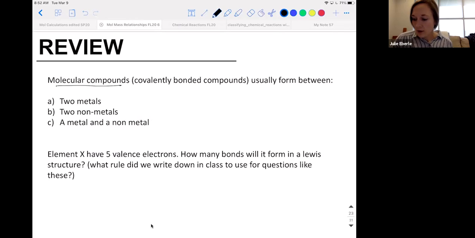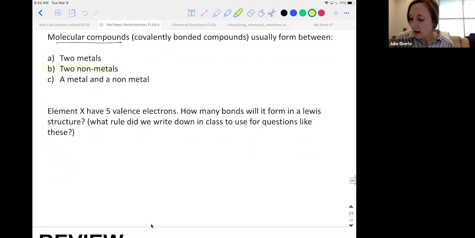Usually form between, what do y'all think, A, B, or C? 2 metals, 2 nonmetals, or a metal and a nonmetal? You can just circle one on your page and type it in the chat. What do you think, A, B, or C? Maria and Rachel say B. Anybody else? Yep, it's B, 2 nonmetals, okay?